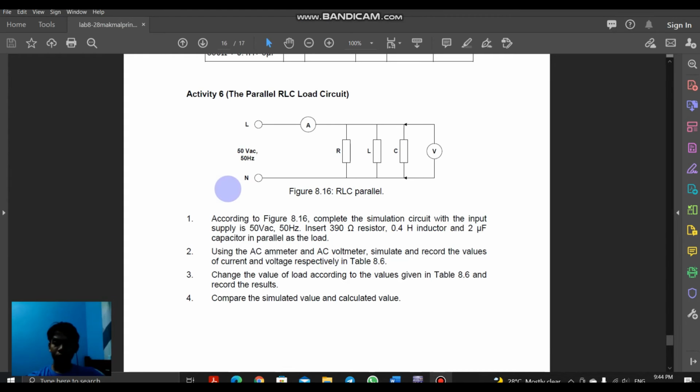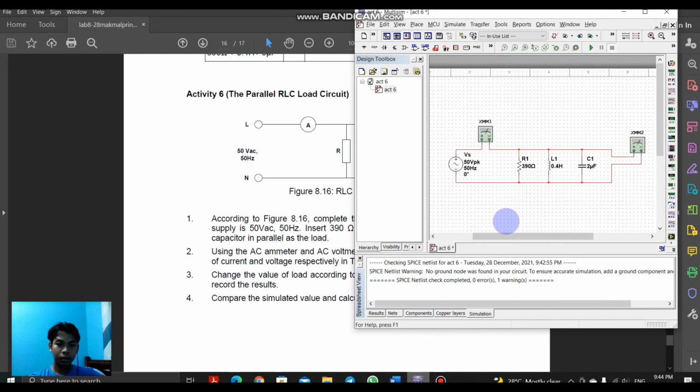Thank you. Lastly, we will discuss activity 6, which is the parallel RLC load circuit. So this is the figure for the RLC load circuit in the parallel arrangement. The software that we will use is the Multisim simulation software, and here is the design for the circuit for activity 6. So we have the V source, which is the AC source with 50 V peak, which is equivalent to 50 VAC, and also we have the 50 Hz of frequency.